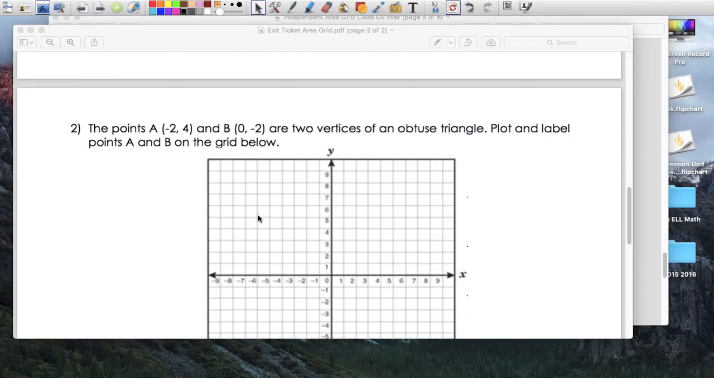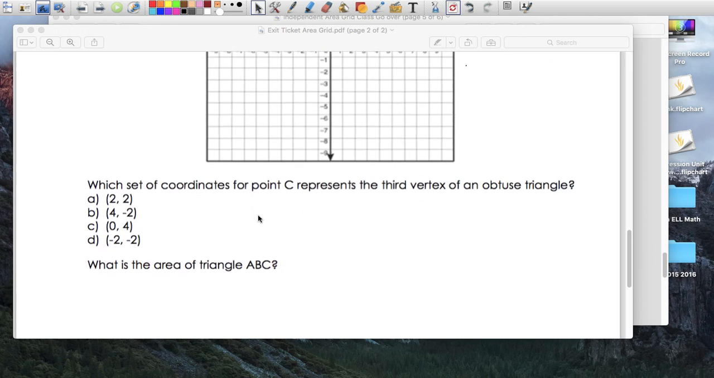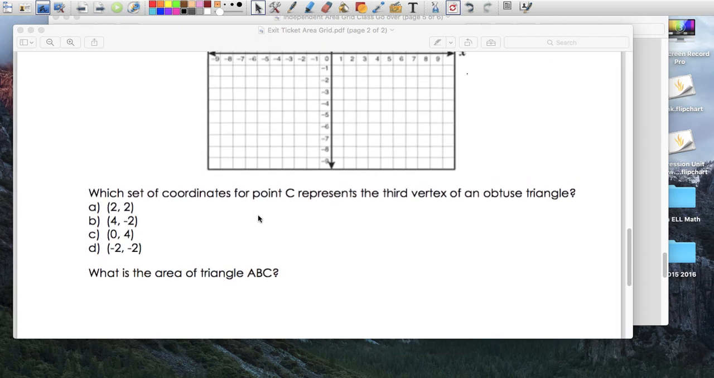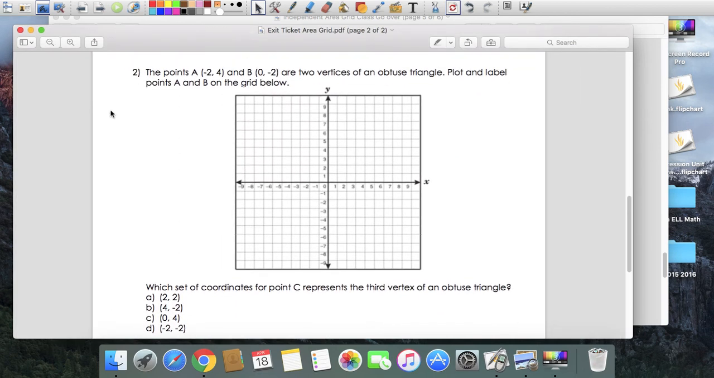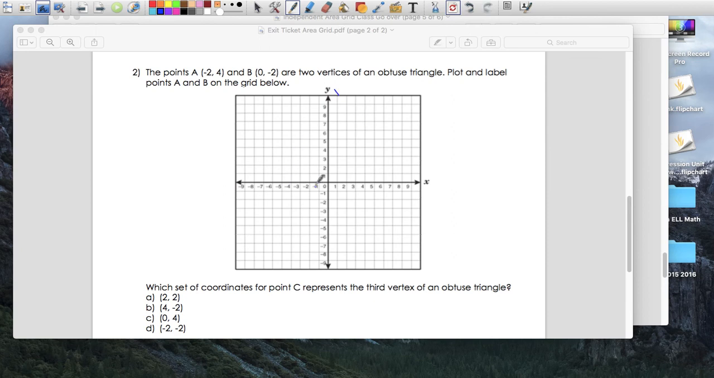Okay, so we did that, so let's flip to the back, and we're going to do this. What we're going to do is an obtuse triangle. What's the area? Let me see if I can make this smaller. So point A is -2 and 4, so we go up. Point B is 0 and -2. So we need to come up with another point in order to create an obtuse triangle. Well, you can already see some of the triangle coming to shape here.